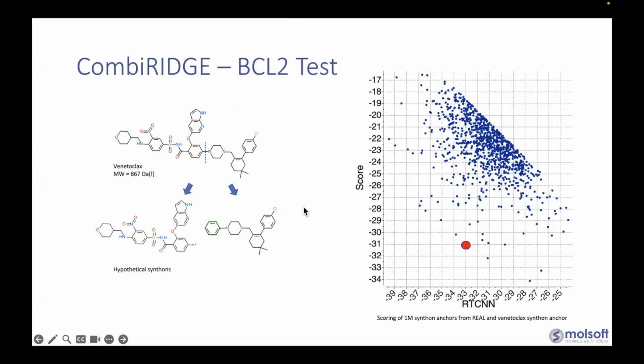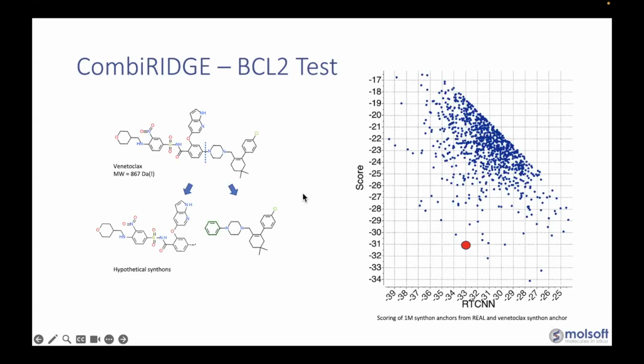So just as an example, this is a case study using a very tricky molecule. It's unusually large, 867 molecular weight. It's called venetoclax. Pretty familiar with it. It's the first in class inhibitor of BCL2. BCL2 is an important drug target. It's a pro-survival protein, regulates apoptosis. And so this is a challenging example for CombiRIDGE.